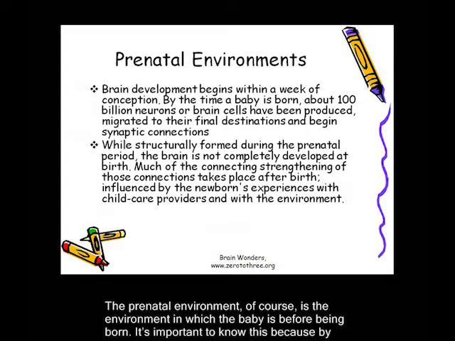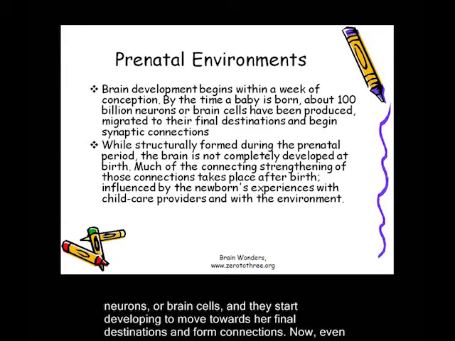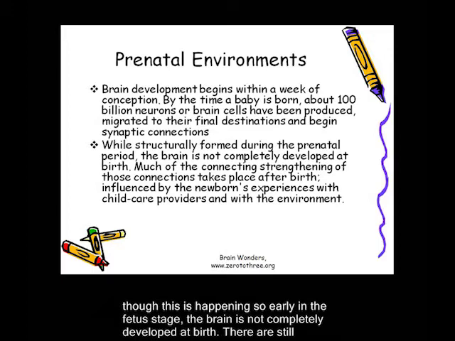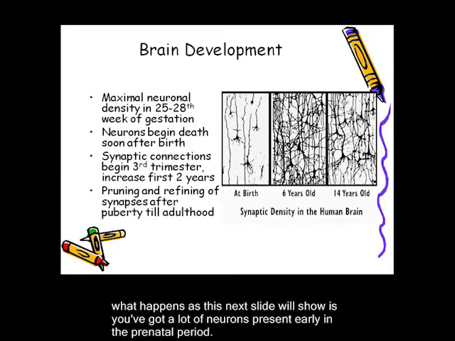The prenatal environment, of course, is the environment in which the baby is before being born. It's important to know this because by the time a woman knows that she is pregnant, the brain is already developing. By the time the baby is born, there are 100 billion neurons or brain cells, and they start developing to move towards their final destinations and form connections. Now, even though this is happening so early in the fetus stage, the brain is not completely developed at birth. There are still connections that aren't yet formed, and this takes experiences with both the providers, so the mother or the father, and the environment.